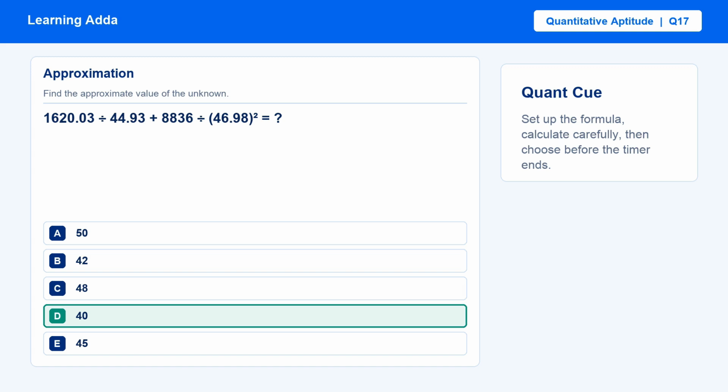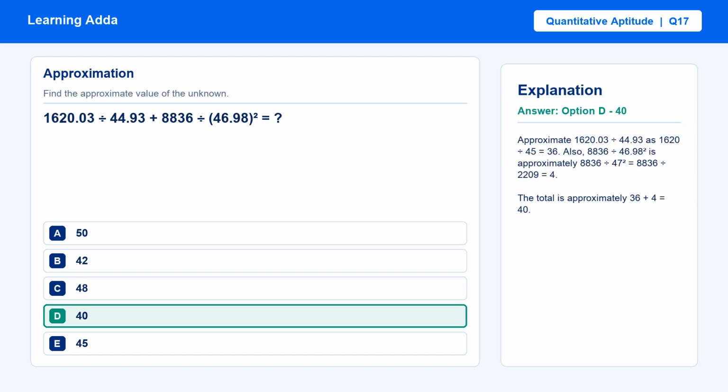The answer is option D, 40. Approximate 1620.03 divided by 44.93 as 1620 divided by 45, which is equal to 36. Also, 8836 divided by 46.98 squared is approximately 8836 divided by 47 squared, which is equal to 8836 divided by 2209, which is equal to 4. The total is approximately 36 plus 4 equals 40.